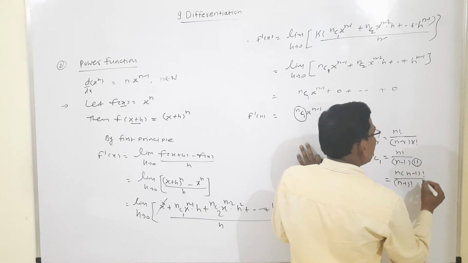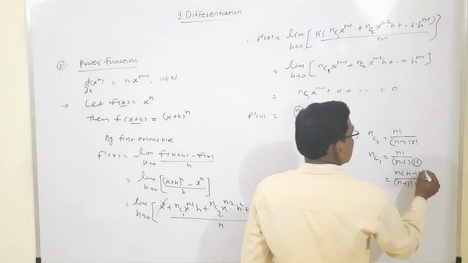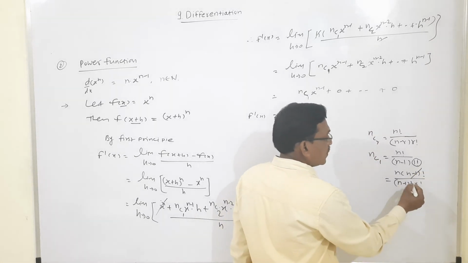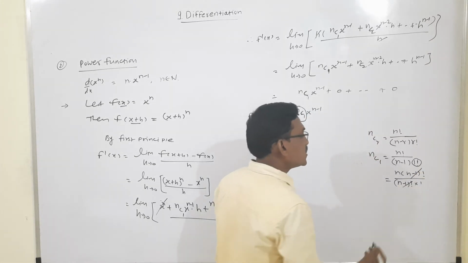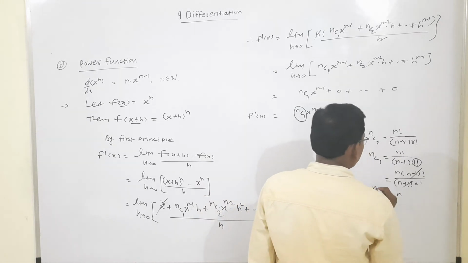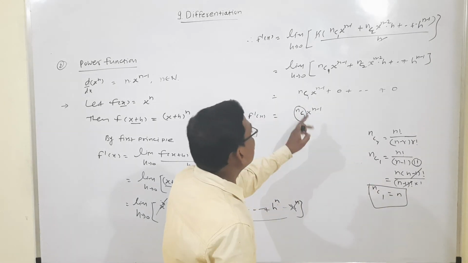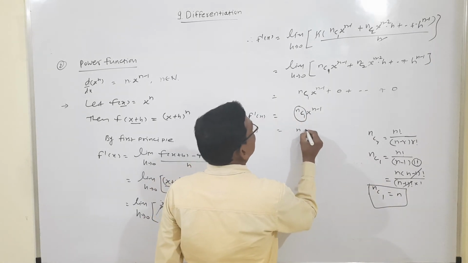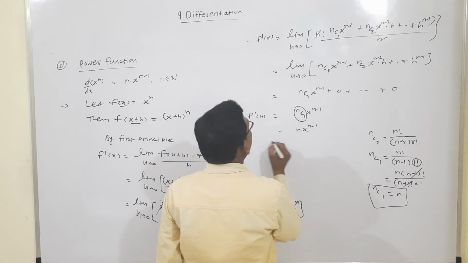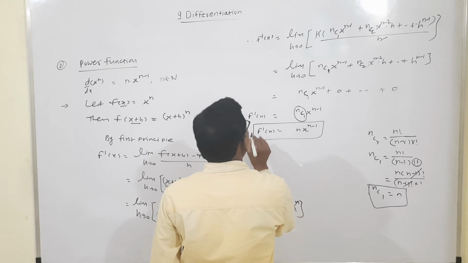The value of 1 factorial is 1, so there is no need to write it. Therefore this n minus 1 factorial and n minus 1 factorial will cancel. It is only n by 1, which is n only. So the value of n combination of 1 is n. So we write n into x raised to n minus 1, and this is the derivative f dash x.